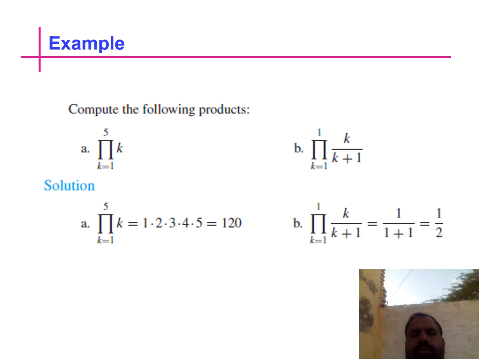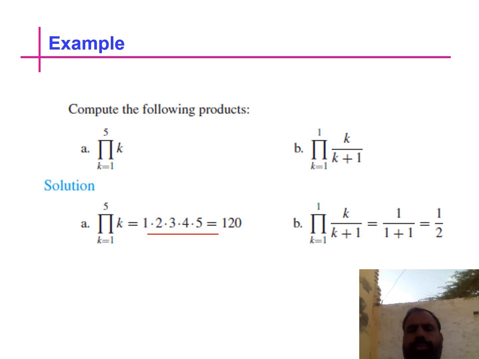Here are the examples. Compute the following product, k varies from 1 to 5. So we put in the values of k, 1, 2, 3, 4 and 5, and we find the product of these 5 terms, so this will be 120. Similarly, in the second part you can find the product of k over k plus 1, where k varies from 1 to 1, so this will become 1 over 1 plus 1, which gives the answer 1 by 2.